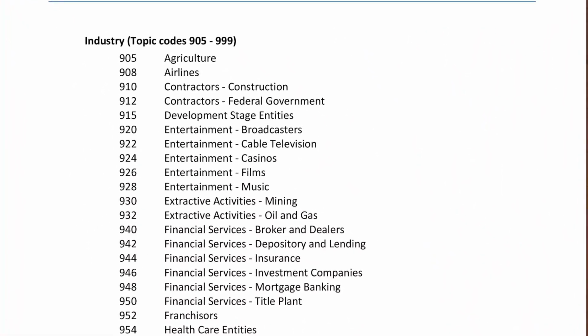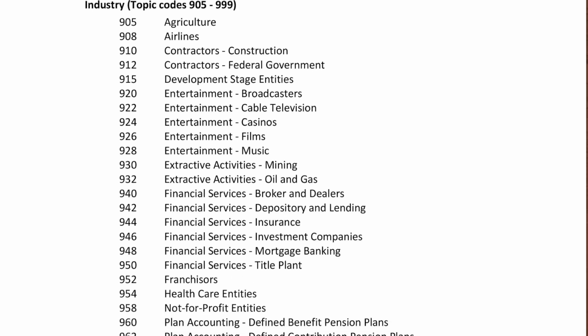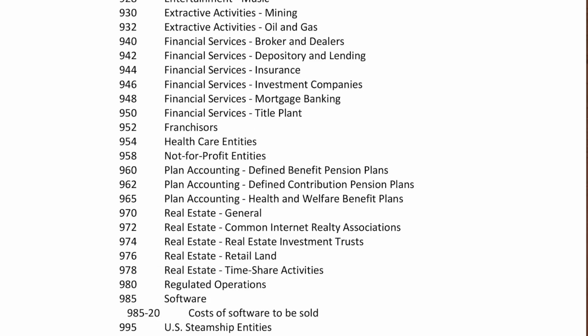And finally, on page 10, you've got the category around industry. Now here you have US GAAP as applicable to various industries. So look at topic 905, that's agriculture. And then you have 908 airlines. You've got contractors, you've got entertainment, extractive activities, financial services, franchisors, healthcare entities, not-for-profit entities, plan accounting, real estate, regulated operations, software, US steamship entities. So here you have US GAAP as applicable specifically to each of these industries.